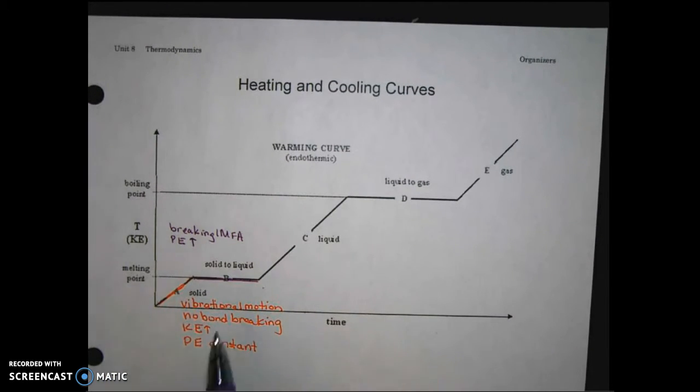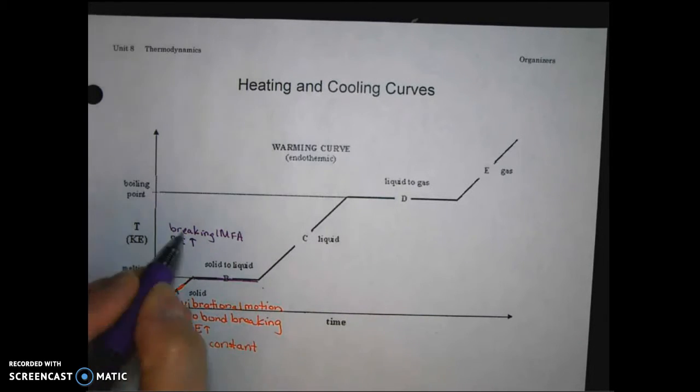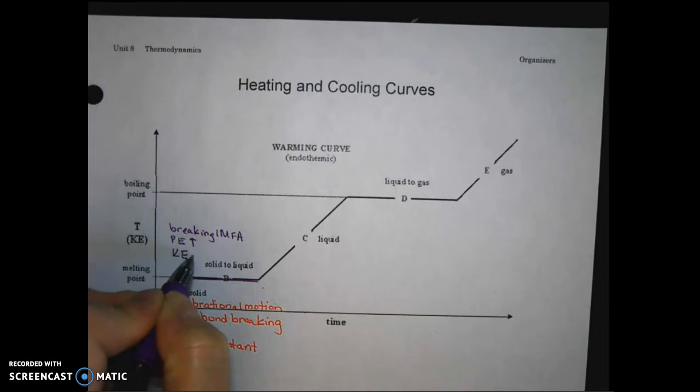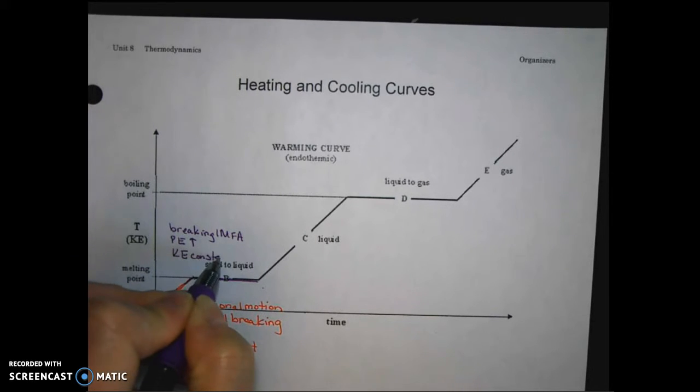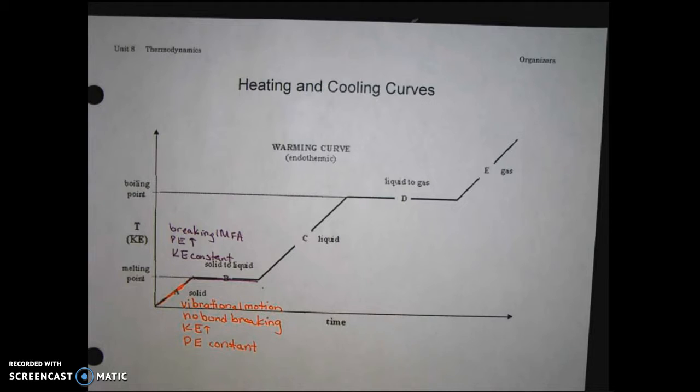But what's not changing? Since we're on the plateau, temperature is not changing, which means kinetic energy is constant. And as a result, motion is essentially constant. So we're not making the molecules vibrate anymore. We're actually vibrating at the same rate, but because the vibration is so much, we're starting to break bonds.